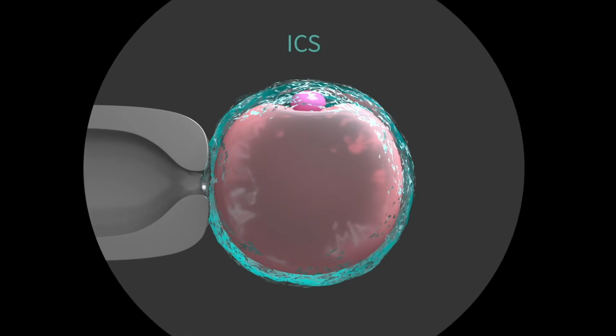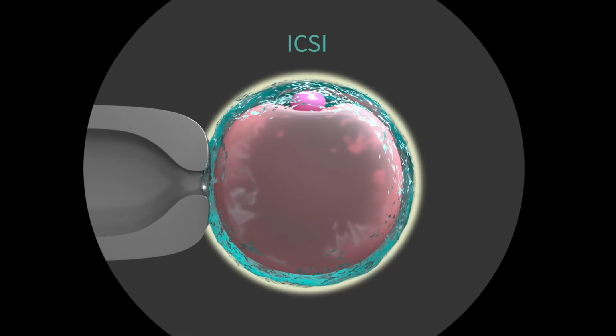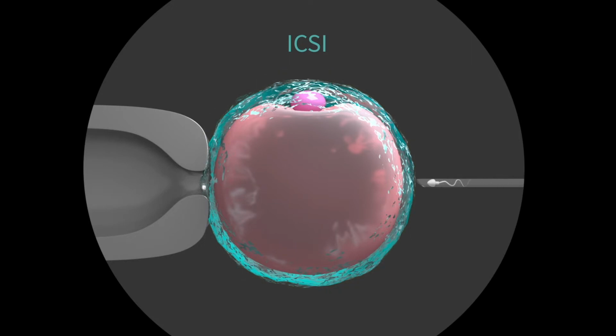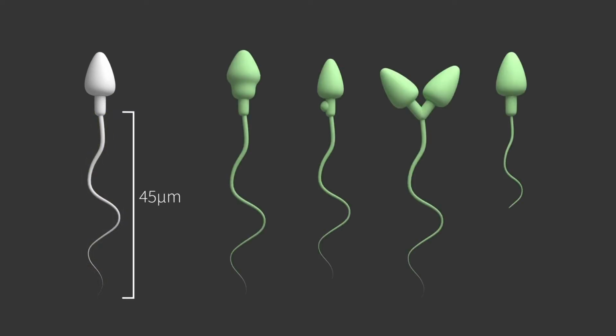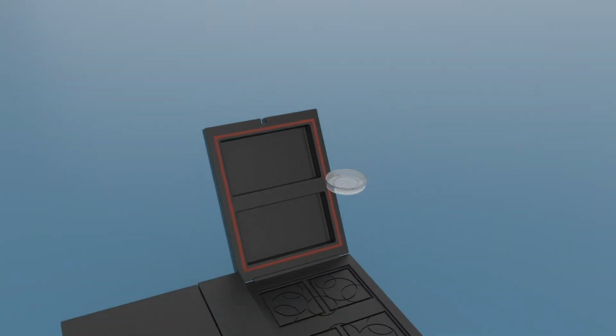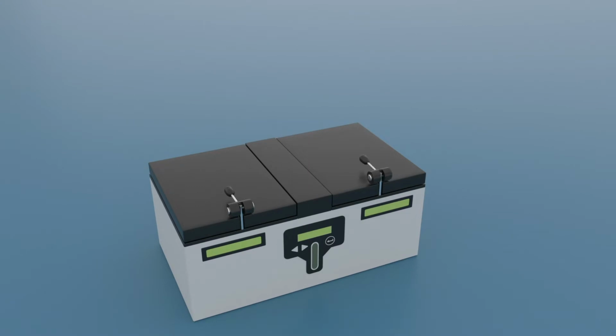In intracytoplasmic sperm injection, only metaphase 2 eggs are injected. The embryologist injects 1 individual sperm inside each mature egg. The embryologist decides which sperm to insert into the egg based on the sperm's morphology. Sperm come in a variety of shapes and sizes. Normally shaped sperm have a smooth, oval-shaped head and a uniform tail. Any abnormal-looking sperm are not chosen, as they have lower fertilization potential. The eggs and sperm are placed back inside the incubator.